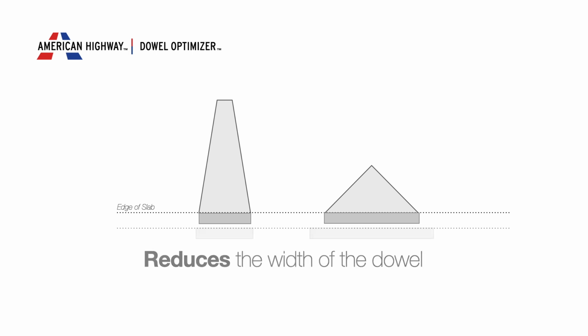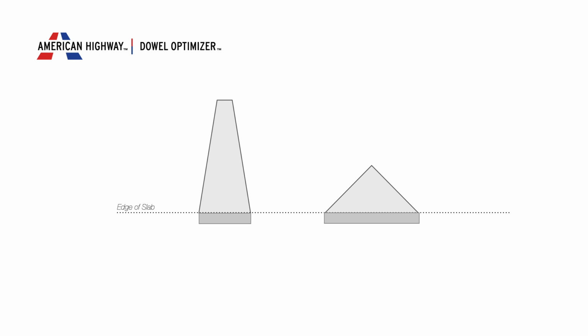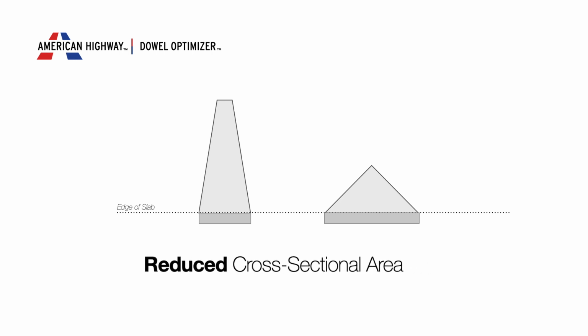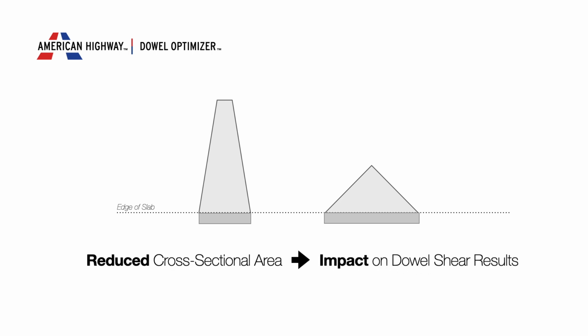This impacts results for concrete bearing and shear cone as you might expect, but the smaller dowel width also means there is a reduced cross-sectional area for shear transfer, impacting the dowel shear results. Thus, the inputs of joint spacing and concrete shrinkage, which drive the joint opening, require realistic inputs for realistic results.